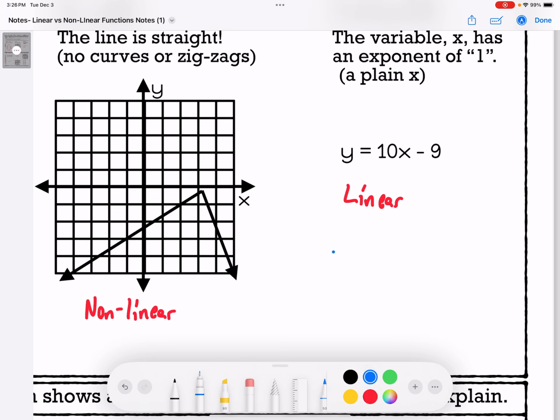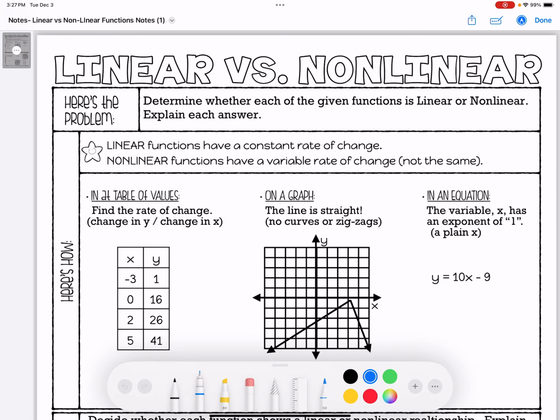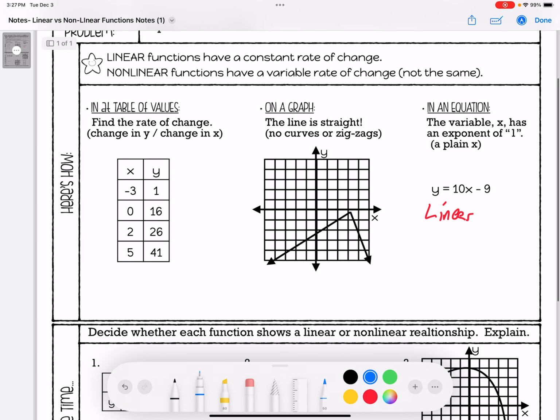Examples of nonlinear equations would be like x to the second, y to the second, the square root of x, and the absolute value of x. Okay, so I'm going to write that last problem down. So this is linear. And then, so we had x squared, y squared, the square root of x, and the absolute value of x were my examples.